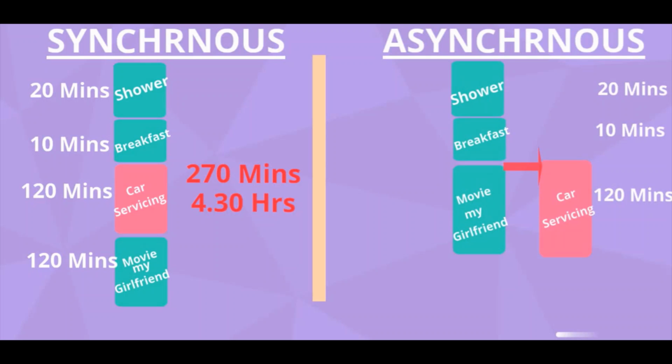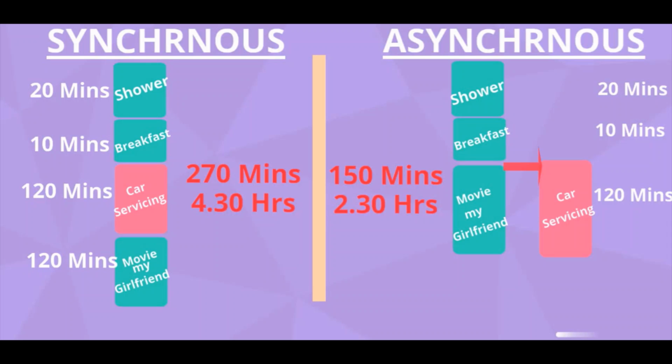If we time frame these things: taking a shower 20 minutes, breakfast 10 minutes, car servicing 120 minutes, and the movie with my girlfriend 2 hours. If I wait for car servicing to complete for 2 hours and then go to the movie with my girlfriend, obviously it will take 270 minutes, which is 4.5 hours.